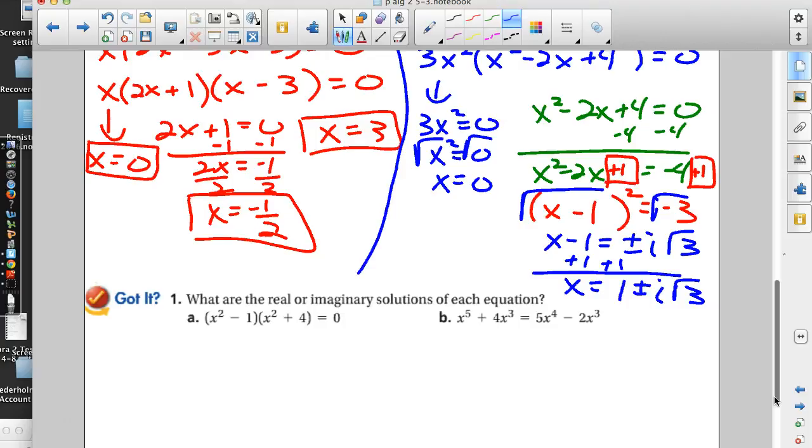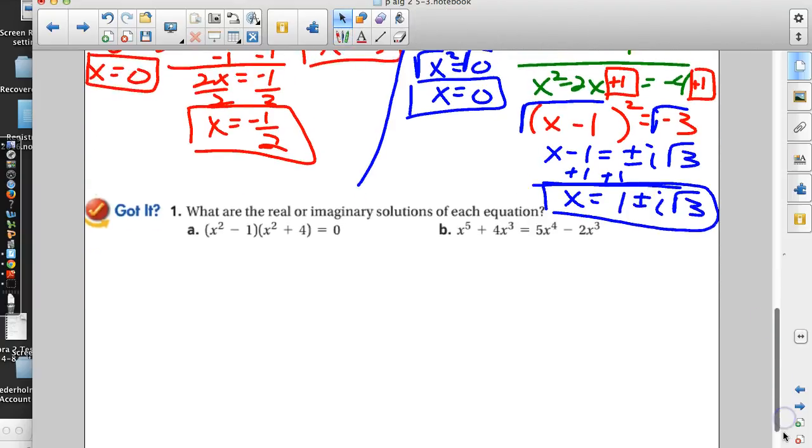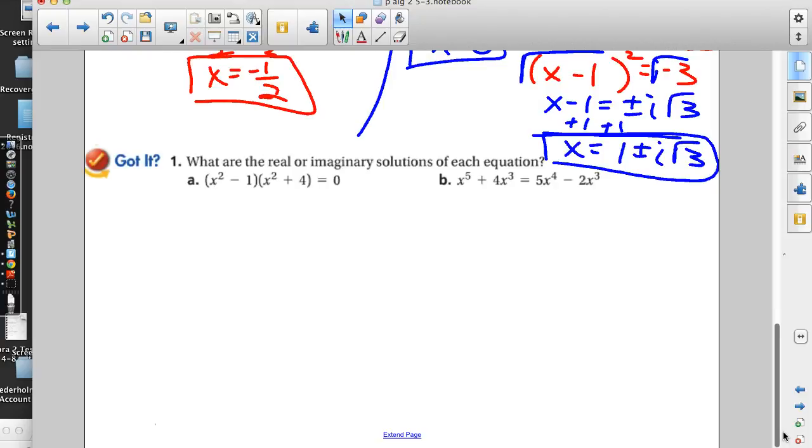Is this a cubic way up at the top? Did we just find 3 zeros? Here's one right here, and here's the other 2: 1 plus i square root of 3, and 1 minus i square root of 3. But we have them all. So, did we factor? Yes. We factored out a common monomial factor. We took that out. But in the end, we couldn't factor to get the last 2.